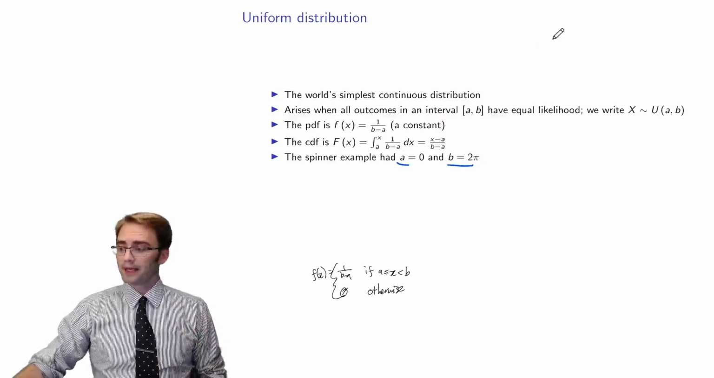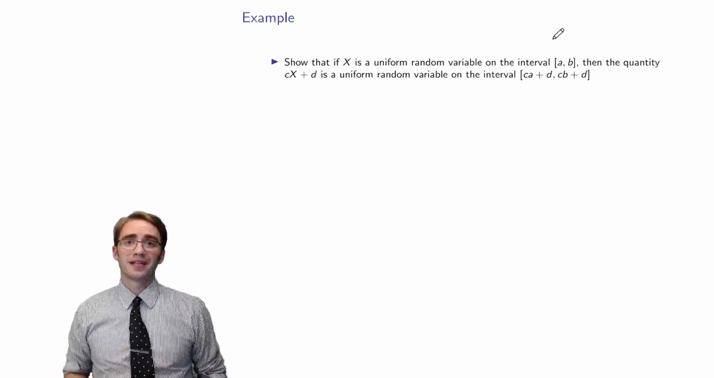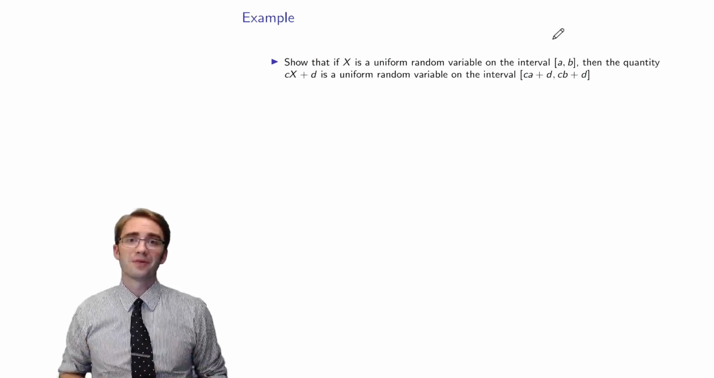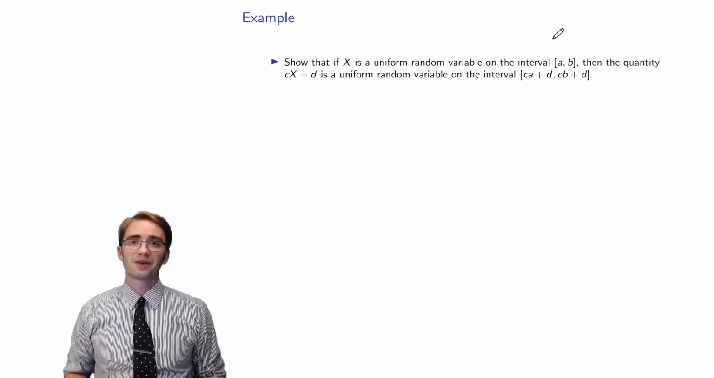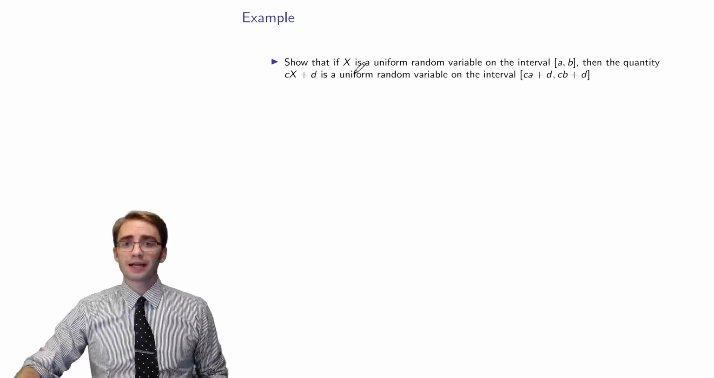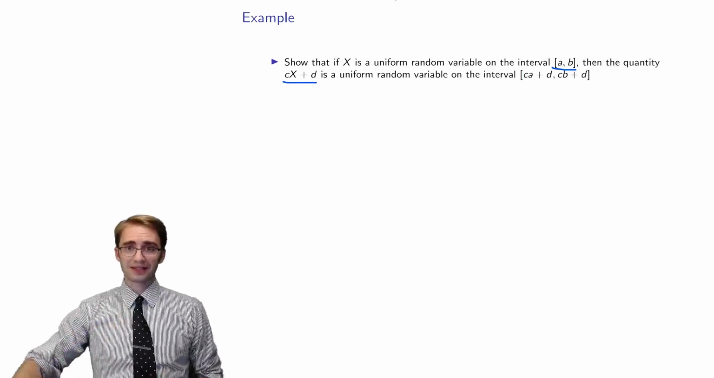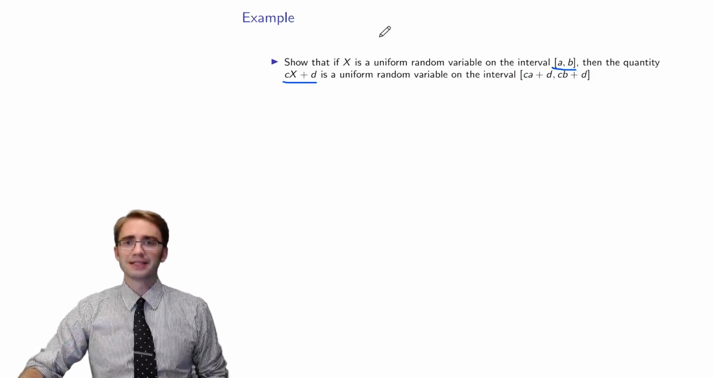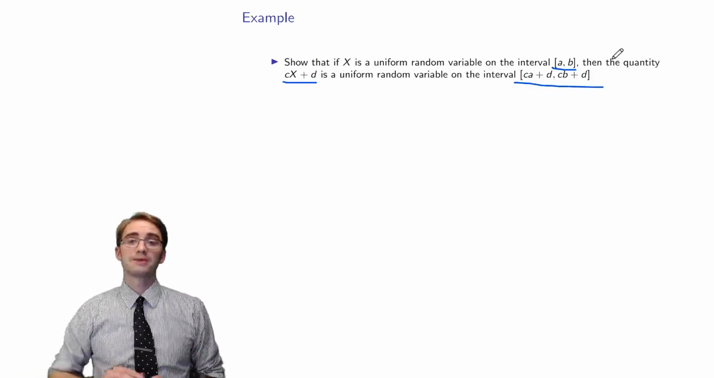Here's an example that shows that a linear change of variables does not change whether a random variable is uniform or not. So we're going to show that if X is a uniform random variable from a to b, then if I take c times X plus d, so a linear function of X, then that is also uniform. But now it's uniform on the interval c times a plus d to c times b plus d.